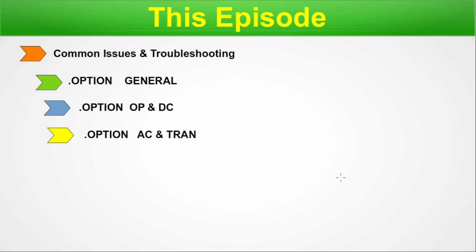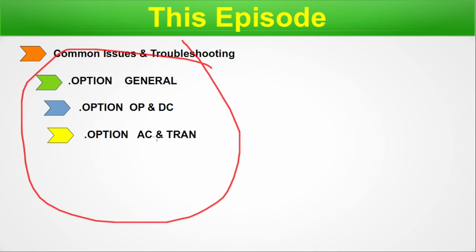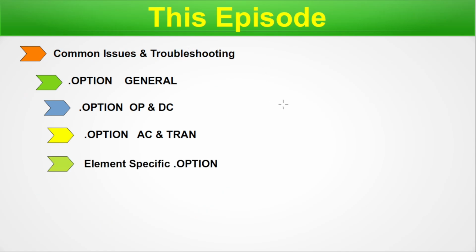There are these options: .option general, .option OP, DC, AC, TRAN. All these things have great significance and a great impact. That is the reason we are discussing this. And before that, we have a mapping table right here so that you can have clear guidance on why you are learning this. Next is the element-specific .option. We will go element by element here.